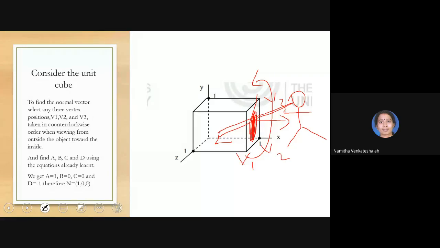If you multiply 1, 1, 1 with 1, 0, 0 with A, B, C, that's what you will get. So 1, 0, 0 is the normal vector you get.